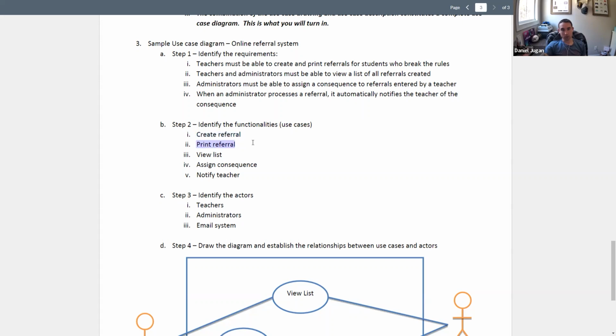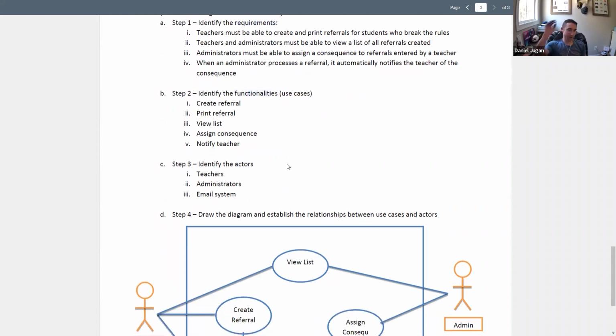You need to be able to print referrals. You need to be able to view a list of all the referrals. You need to be able to assign consequences, and you need to be able to notify teachers. These come directly from here. Okay, the other reason we have 5 here and 4 here is because here we have create and print all in one, and we separate the 2 here as they should be separated. Okay, you want to make things as modular as possible. So we've identified the requirements, we've identified the functionalities.